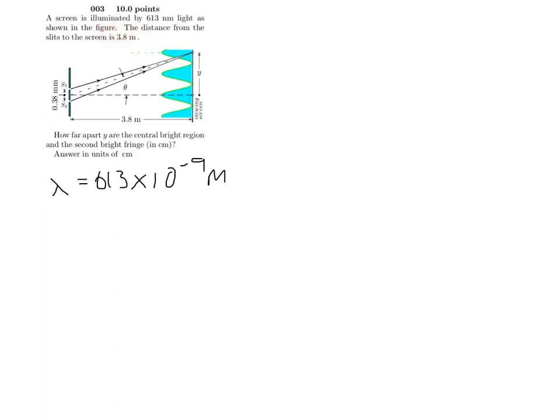Well, you have to recognize that 3.8 meters is going to be L. That's going to be how far from the slits to the screen. So I'm going to write L equals 3.8 meters. The question says, how far apart are the central bright region and the second bright fringe in centimeters?